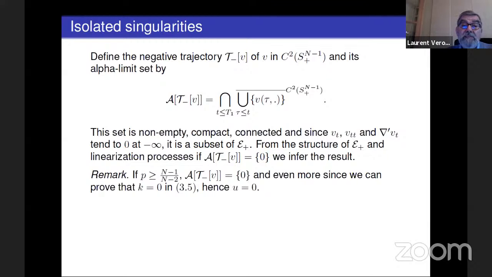Okay, and some remarks: if p is bigger than (n-1)/(n-2), the limit set here is also reduced to 0. And actually, in that case, we can prove directly that the possible coefficient k is 0. I have not put it in the theorem, but there is no solution; the solution is necessarily 0. So I have the whole classification of positive solutions of minus Laplacian of u in omega, satisfying du/dn plus u^(p-1)... plus u^p equals 0 on the boundary.